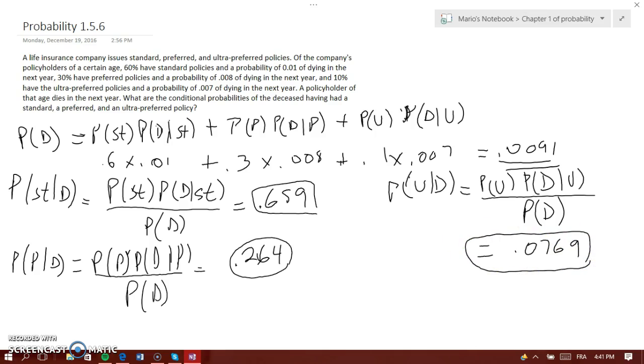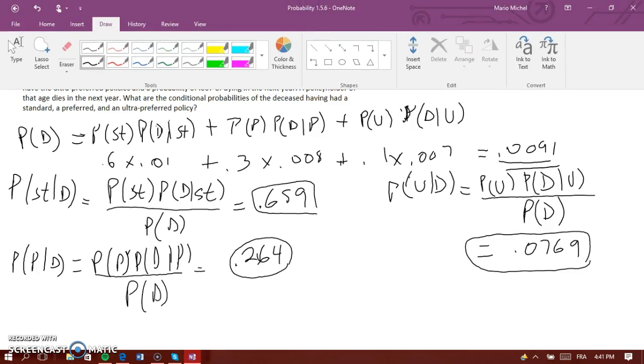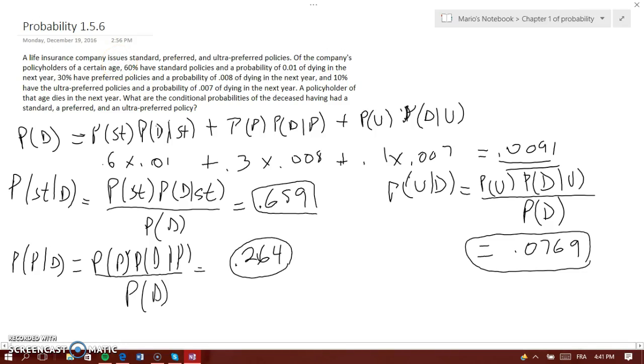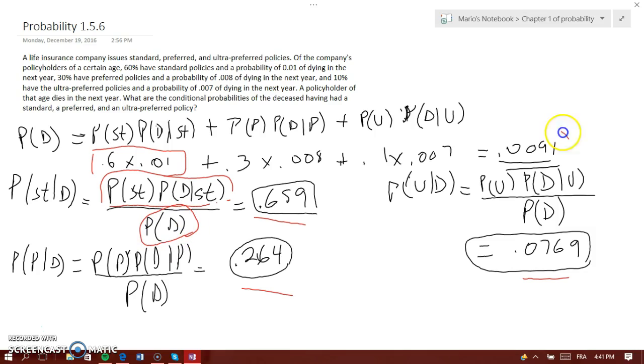What we did here was, I put this part in red. How did we get these numbers? We took each of these numbers, which is what's right here, and divided by the total, which is the probability of dying, this. So that's why we have to find a total, and then divide each separately by the total. That's how we came up with the numbers 0.659, 0.264, and 0.0769.